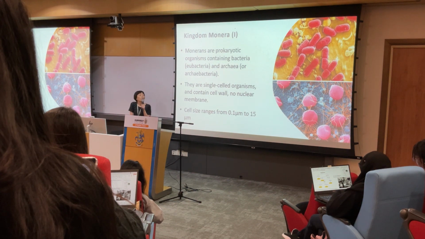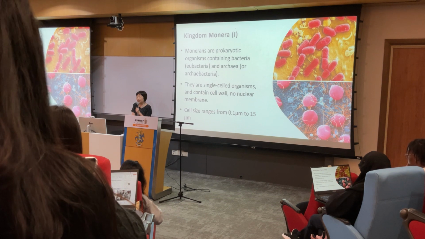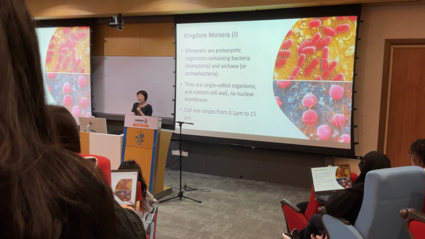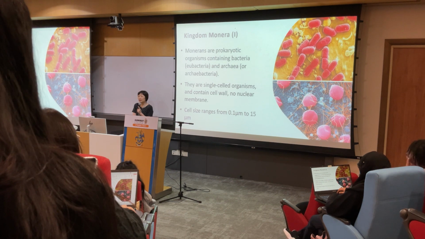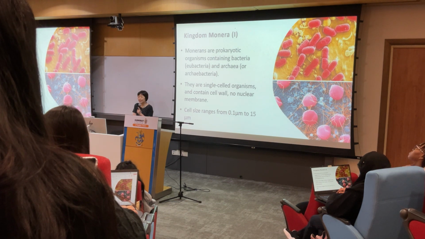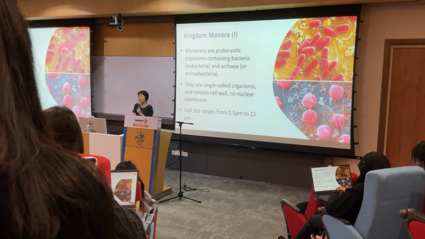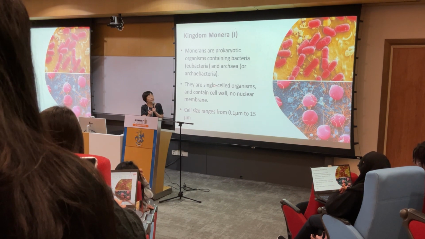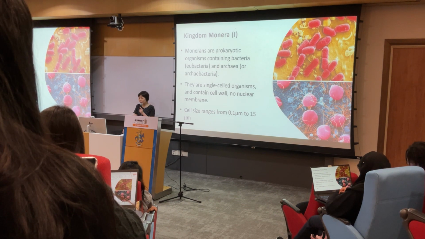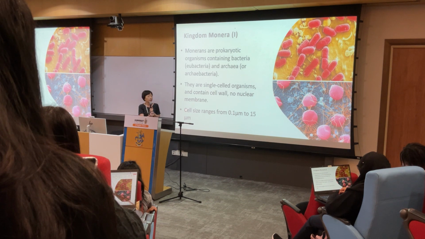Now, go one by one. The first one is the kingdom of Monera, and it's prokaryote, only two. Okay, two living organisms. You remember, one is bacteria, or you call eubacteria, which is true bacteria, and the other one is archaea or archaebacteria. And what are the differences between these two? They are similar. They have single cells, and they also have cell wall, no nuclear membrane, and they are also very small in cell size.